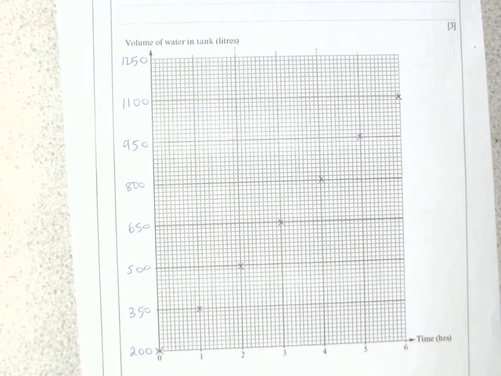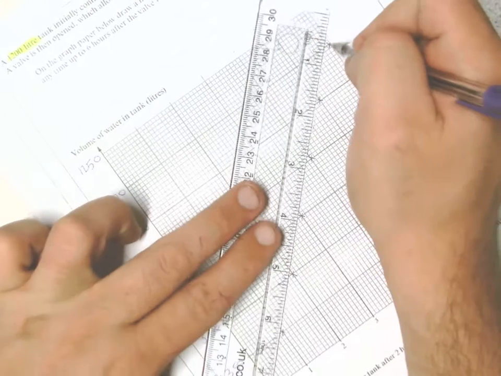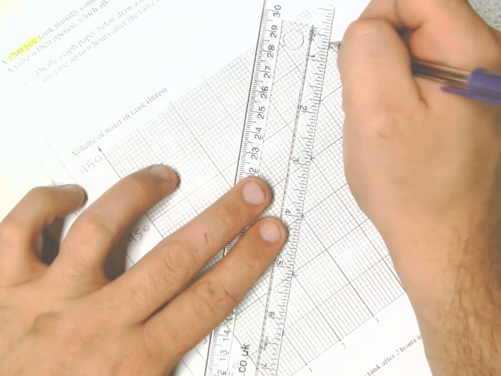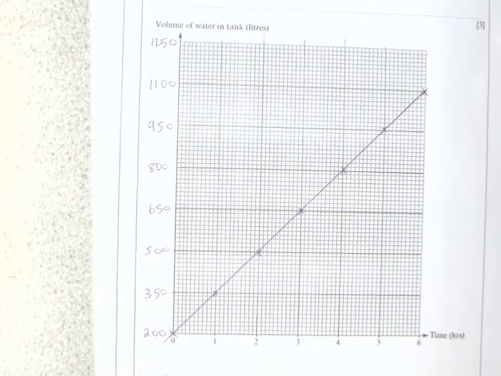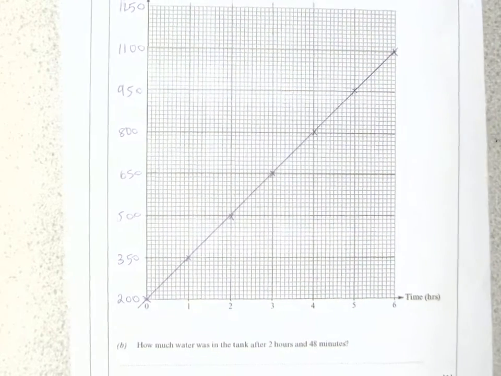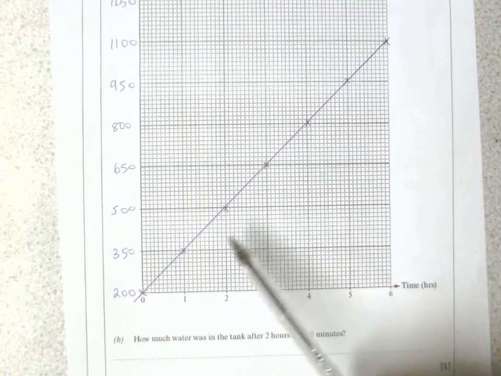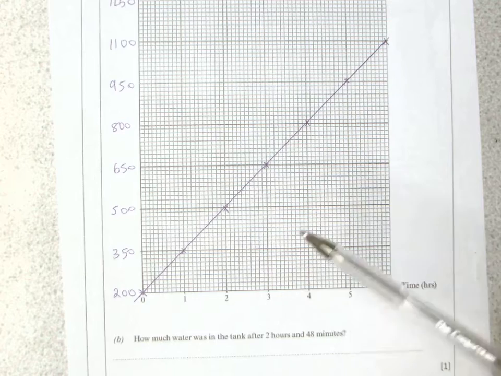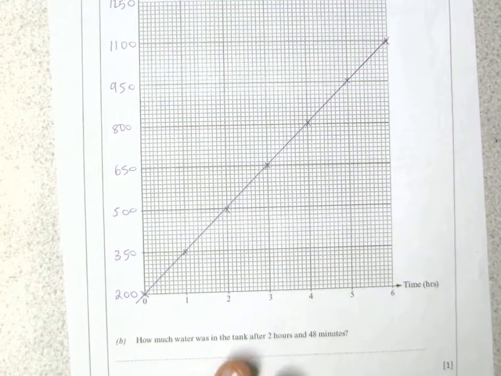As I said, we're not going to use all of that graph paper. So draw a line, and we then have a type of conversion graph, a conversion line. This may help us with part B. Part B says: how much water was in the tank after 2 hours and 48 minutes? We can use this line now, like I said, as a conversion graph to work out how much water was in the tank. So it says 2 hours and 48 minutes, so it's going to be between 2 and 3 here.